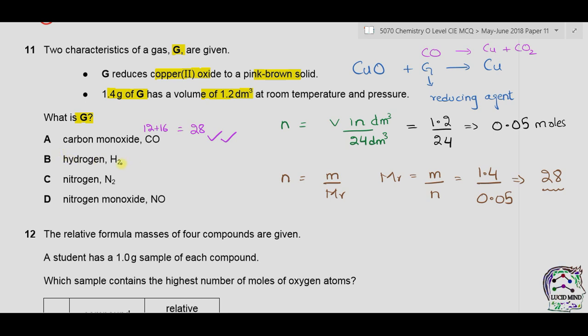In option B, we have hydrogen. The atomic mass of hydrogen is 1 plus 1. It comes equal to 2. As we need 28, therefore B is incorrect. For nitrogen, the atomic mass is 14 plus 14. So we have 28. Now nitrogen is not a reducing agent, so therefore this is incorrect. And last option, we have nitrogen and oxygen, nitrogen monoxide. So 14 plus 16, it comes equal to 30. So D is also incorrect. Only correct option is A.